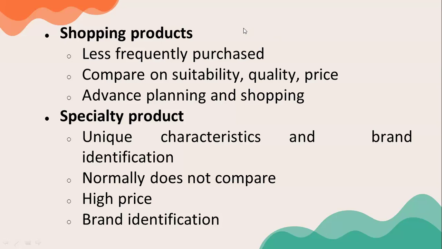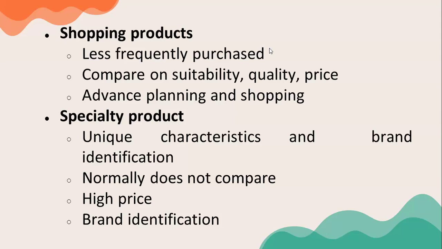Yes, clothes, electrical or electronic items like mobile phones, refrigerators, ovens, and furniture. All these come under shopping products, right? Then we have this product type based on the consumer shopping habits, that is specialty products, right?